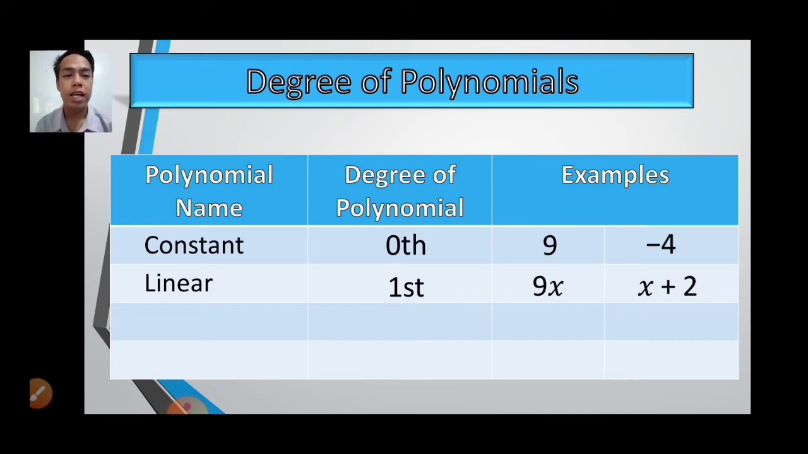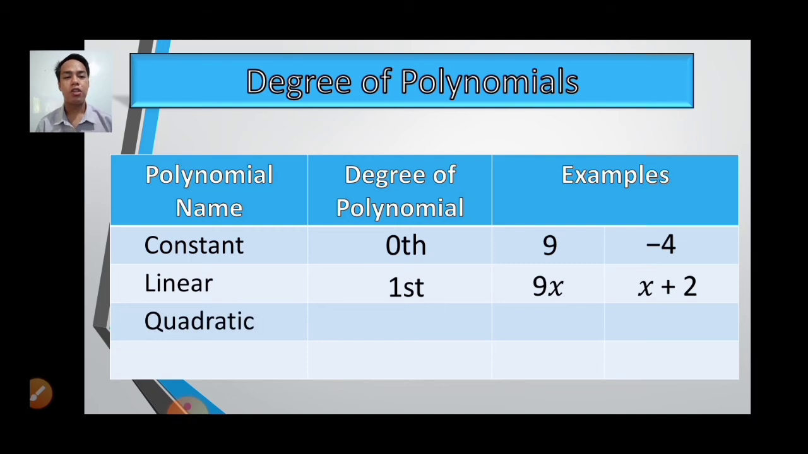That is a monomial. 9x, if we look at the exponent of x, that is 1. That is the degree of polynomial. The exponent. We are looking for the exponent. That is the degree. 9x has 1 exponent. Same thing with the second, x plus 2. The exponent of x, which is an invisible 1, that is a degree of polynomial at first degree.